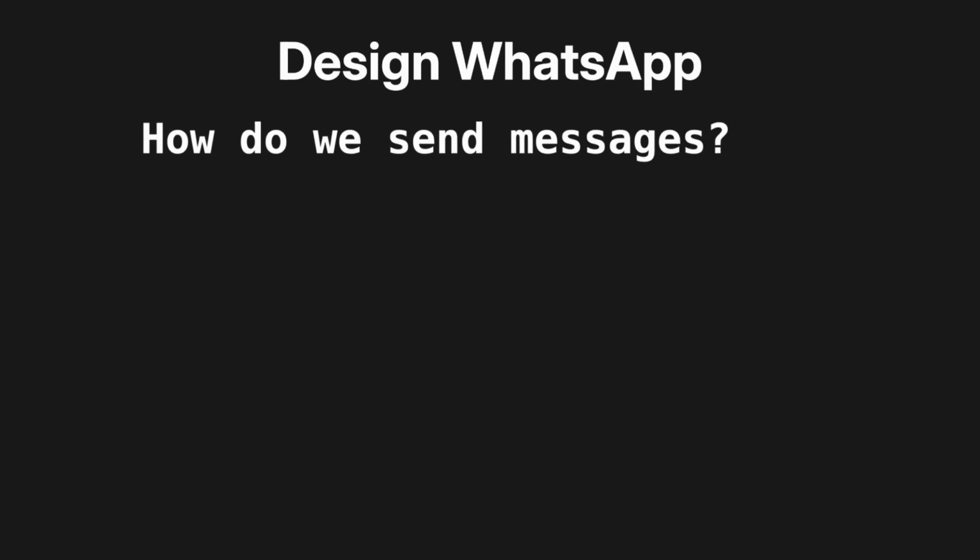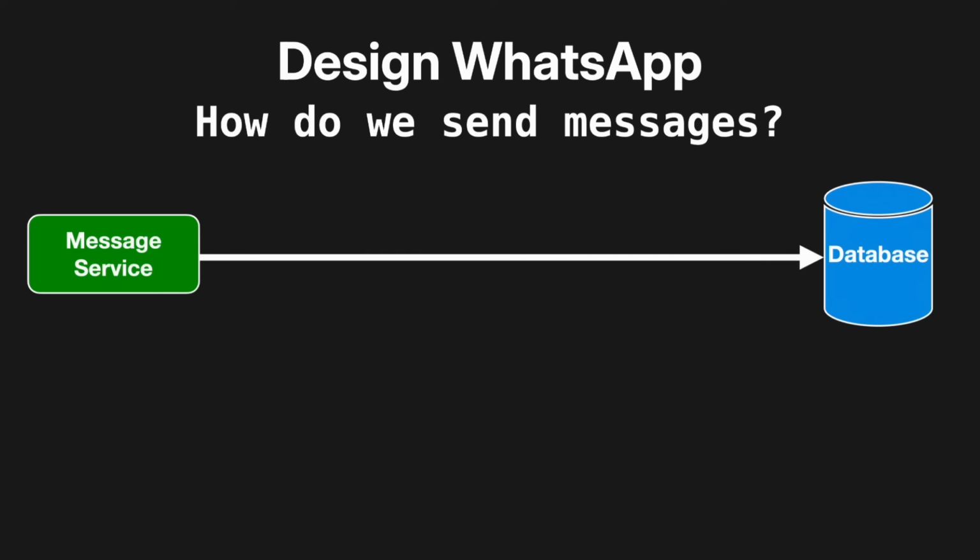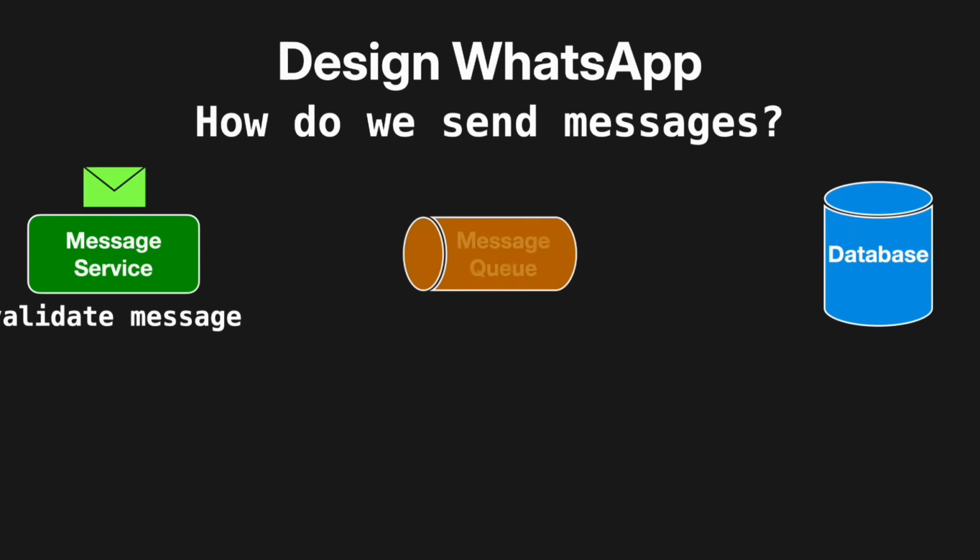We'll begin with the same write service concept from the previous design, but we'll call it the message service. This service will handle incoming messages from users, whether it's a one-to-one chat or a group chat. Here's the process. A user sends a message through the message service, which validates the message. The message service shouldn't write directly to the database because we need to keep the system fast and decoupled. Instead, we'll use the same message queue approach we saw in the newsfeed system.